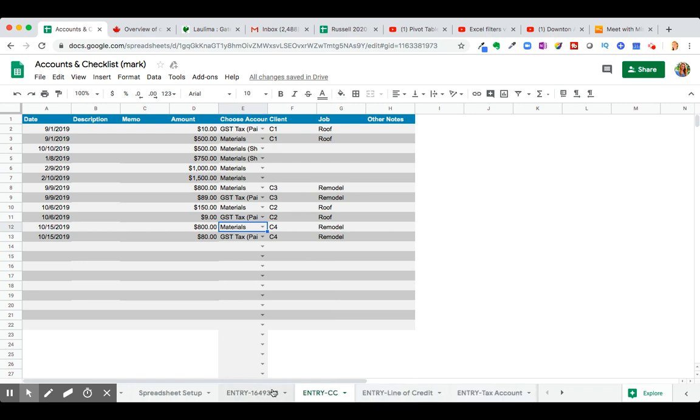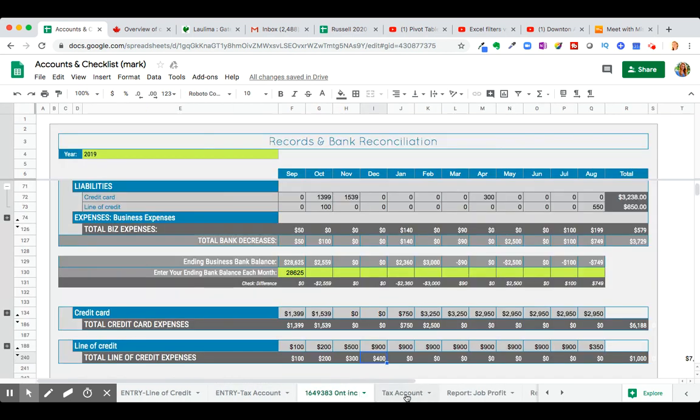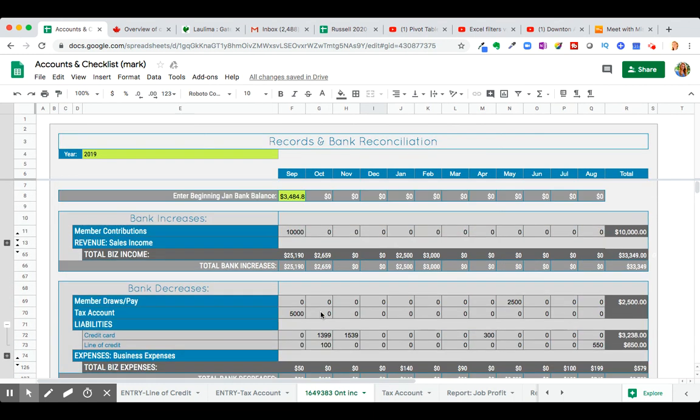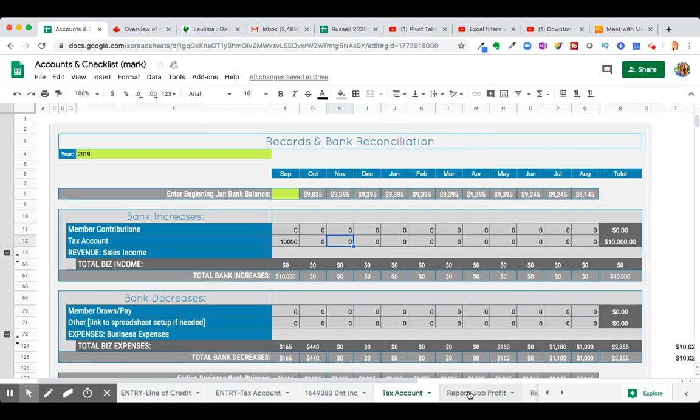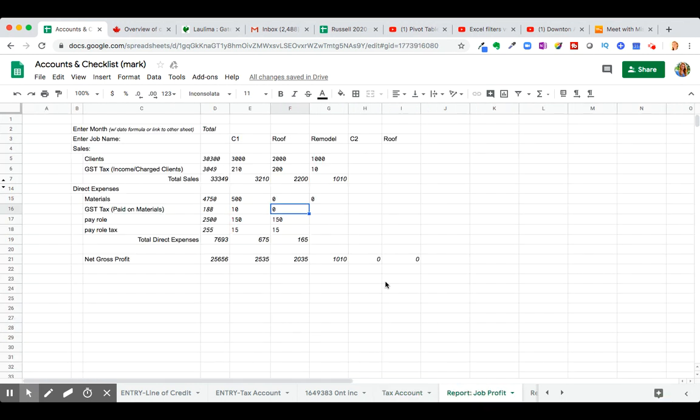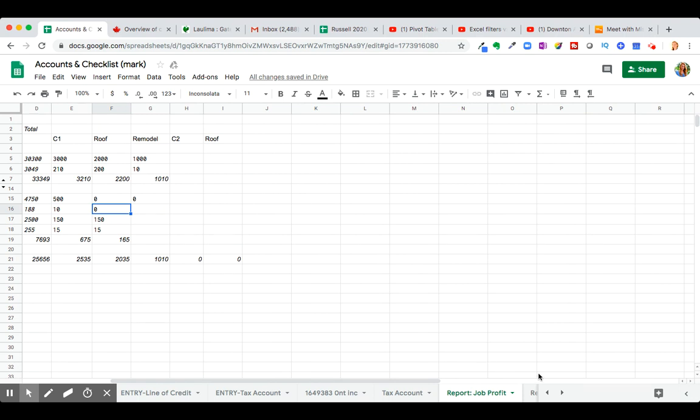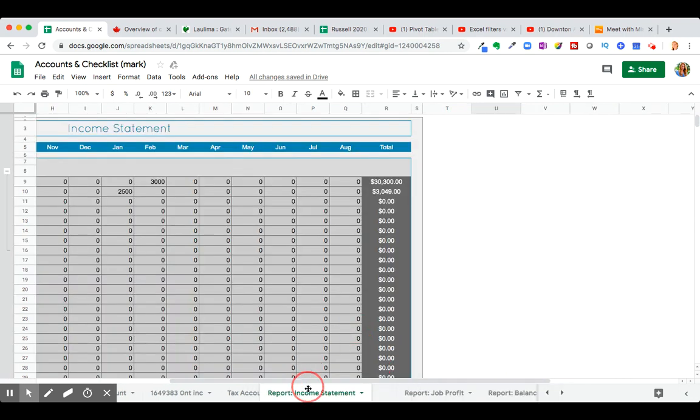Okay, so we covered the 4 entry pages for the 4 ways that you spend money and receive money. You have the 2 calculation pages, one for your bank account with your credit card and line of credit, one for your tax account, and then first, I'll come back to that in a second.